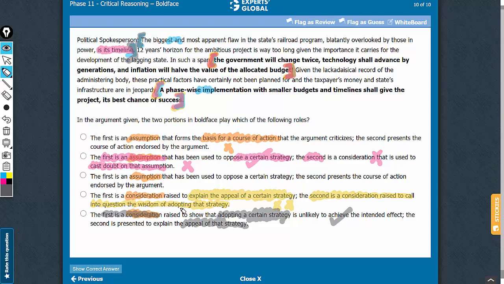It's a beautiful question. You have to really understand what is going on. There are two strategies under discussion. You have to understand which strategy is which. So the second part here is not correct. Answer choice E should be eliminated.